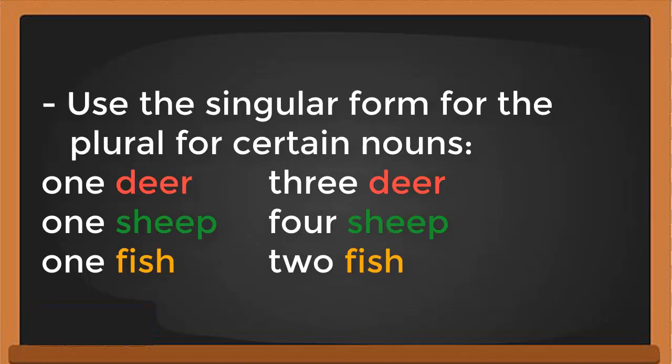Okay, the last one. There are some nouns that have the same plural form as the singular. For example, deer is still deer, sheep is still sheep, fish is still fish. So you don't have to change anything because the singular form is the same as the plural form.